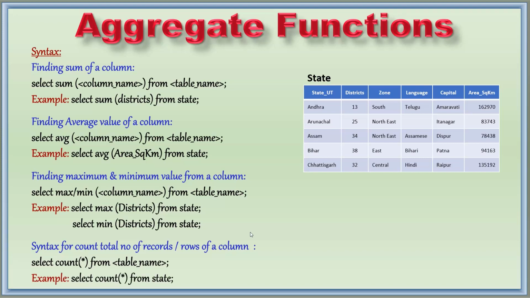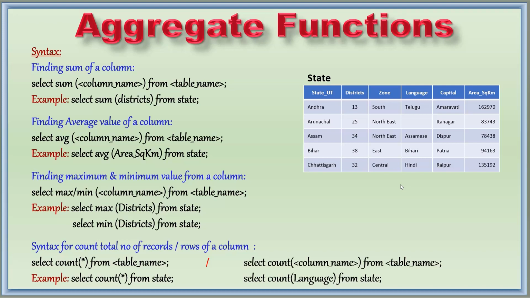If we want to count the number of rows in a particular column, it will exclude null, that means empty. Select count of column name from table name. For example, here the language column does not have a value for Arunachal state, so it will not be counted. It will count the number of values available in that particular column, so it will show 4 as the result. The example is select count of language from state. Let us perform all these on MySQL.